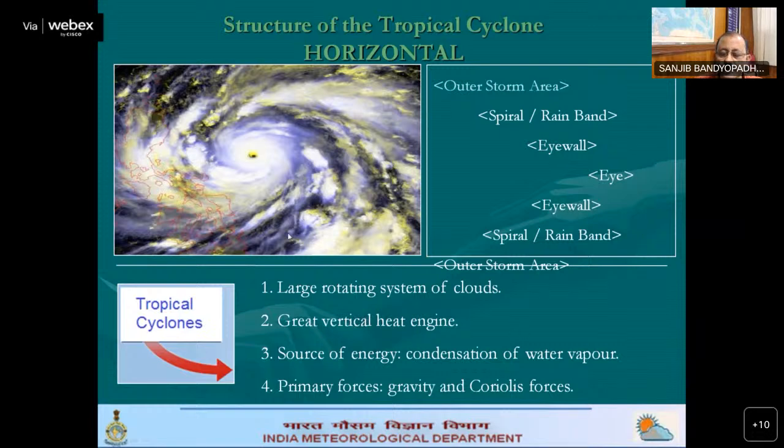The source of energy is mainly the condensation of water vapor, that is the release of latent heat. And the force is basically gravity and the Coriolis force. That's why tropical cyclones normally do not form within 5 degrees of the equator, because within 5 degrees of the equator, the Coriolis force is very small. And without this Coriolis force, the rotation will not develop.